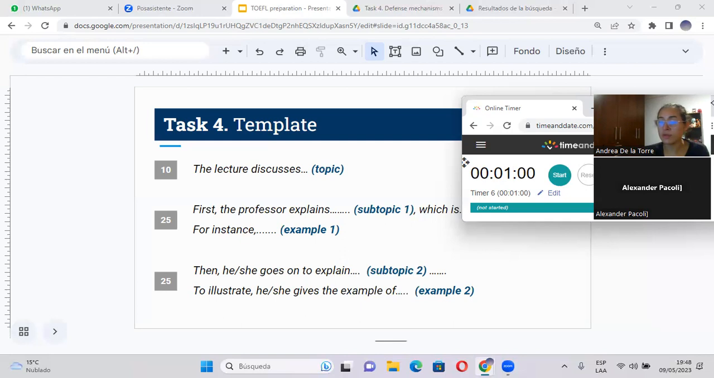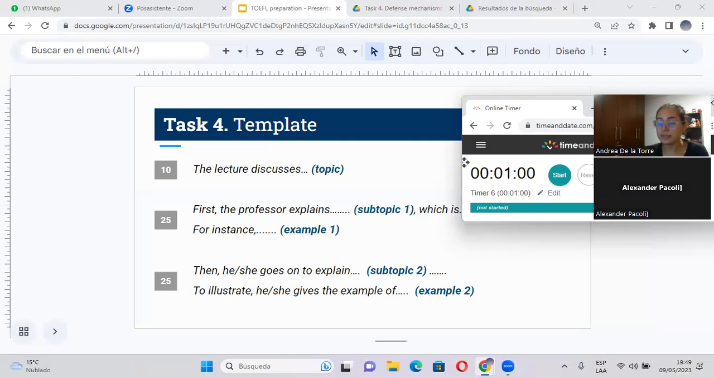And then you go with the other one, which is the example, for instance. And when you talk about the example, try to mention it the same way that the professor did. So in this case, she was talking about one woman who lost her dog, right? So it was a little bit more specific. You tried to generalize the idea. You said, for instance, if you lose your dog, so try not to do that. Always talk about the example in the same way the professor did.